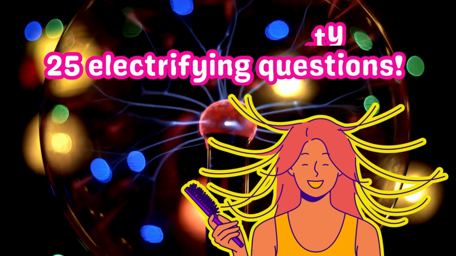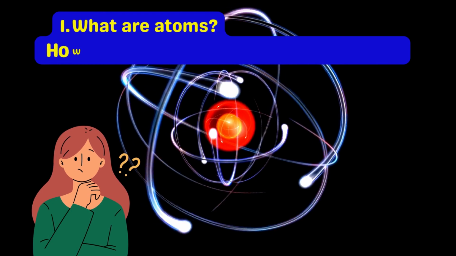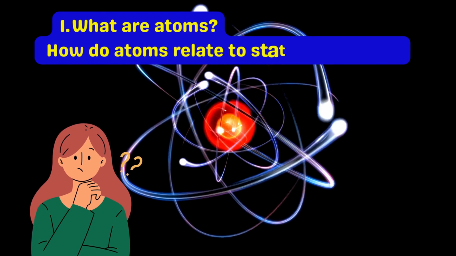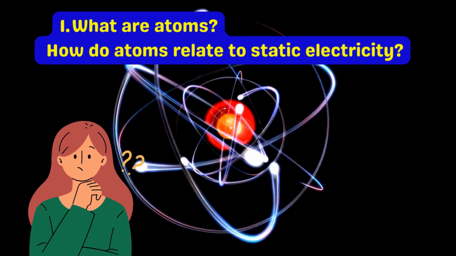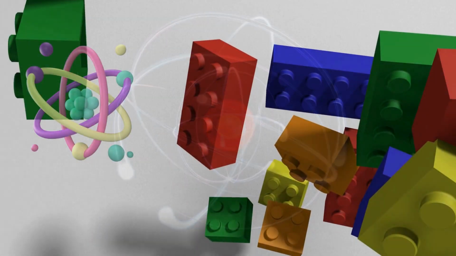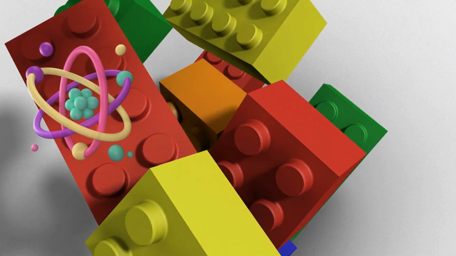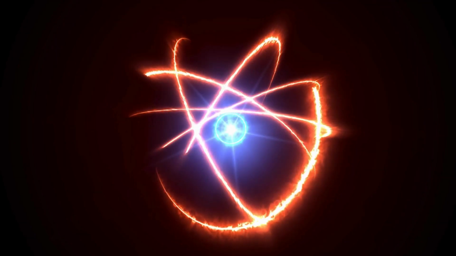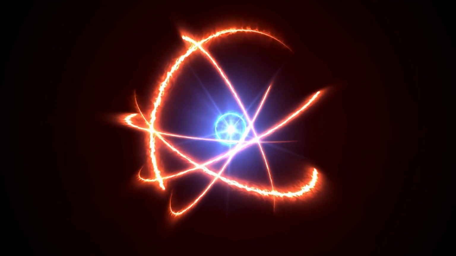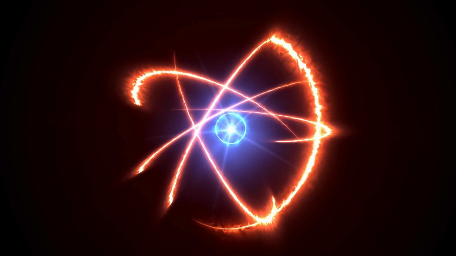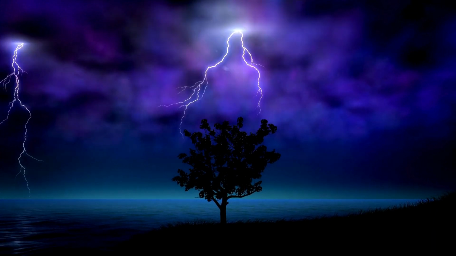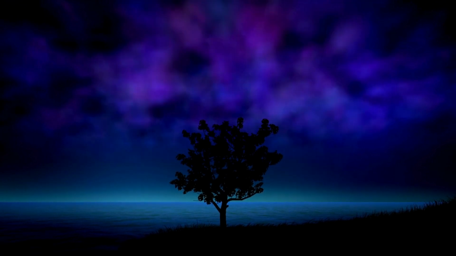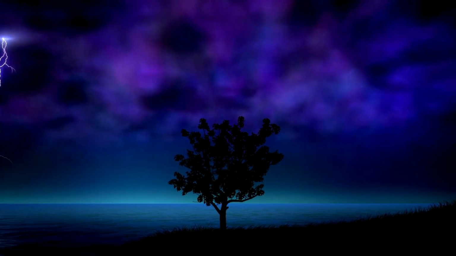Let's dive right in. Question 1. What are atoms and how do they relate to static electricity? Atoms serve as the fundamental building blocks of all matter. When electrons move between atoms, it results in an uneven distribution of electric charge within an object, leading to the phenomenon known as static electricity.